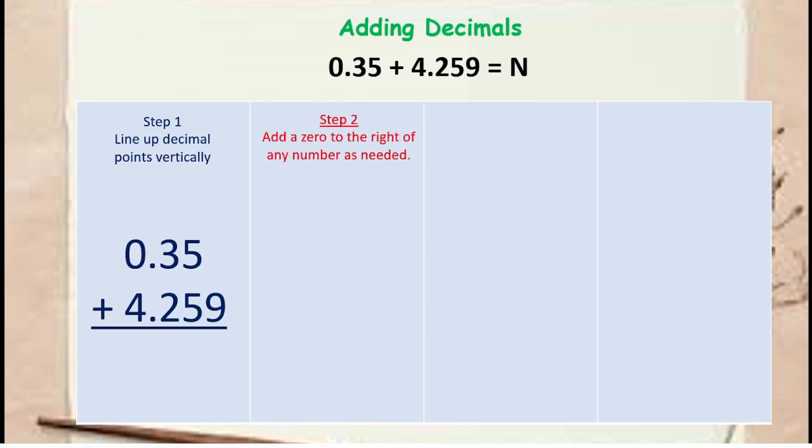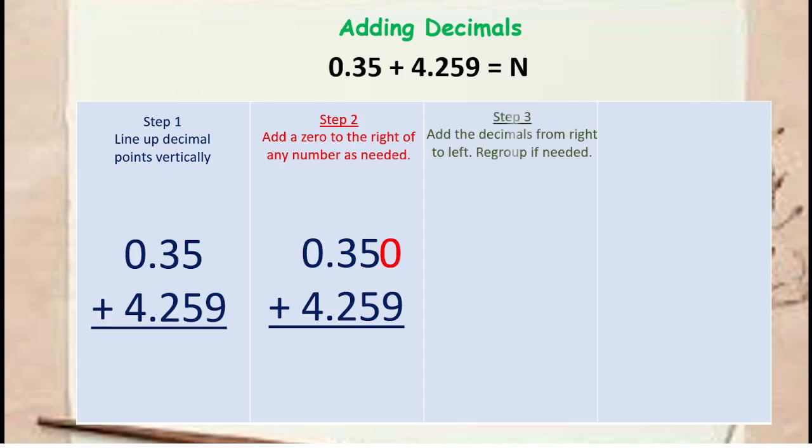Next step, we add 0 to the right of any number as needed. So we have 35 hundredths, which has 3 digits in the first addend, while in the second there are 4 digits. So what we need here is to add 0 to have an equal number of digits for us to add decimals easily. Step 3, we add the decimals from right to left.